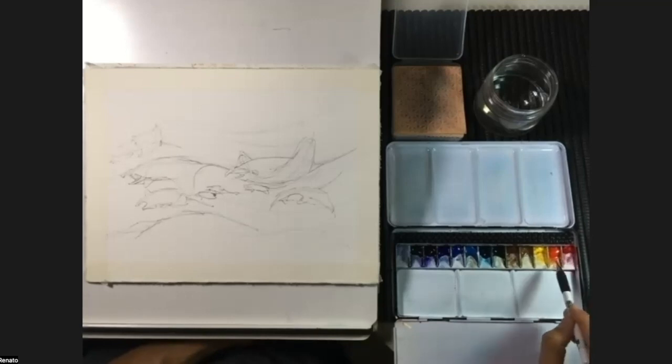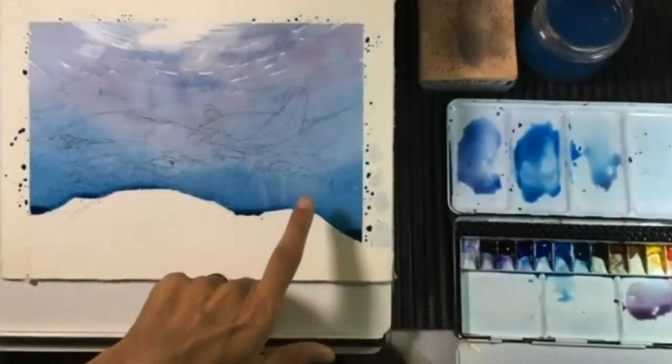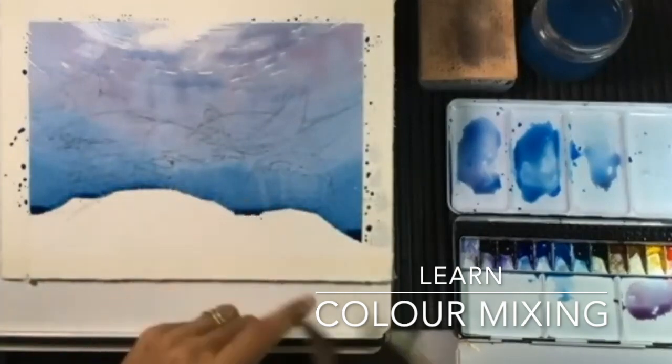I have cadmium red that is almost an orange, right? But it's colored red, so it's a cadmium red, and cadmium yellow. That is my primary yellow. Okay. Here I can see a small gradient, but I have to emphasize that.